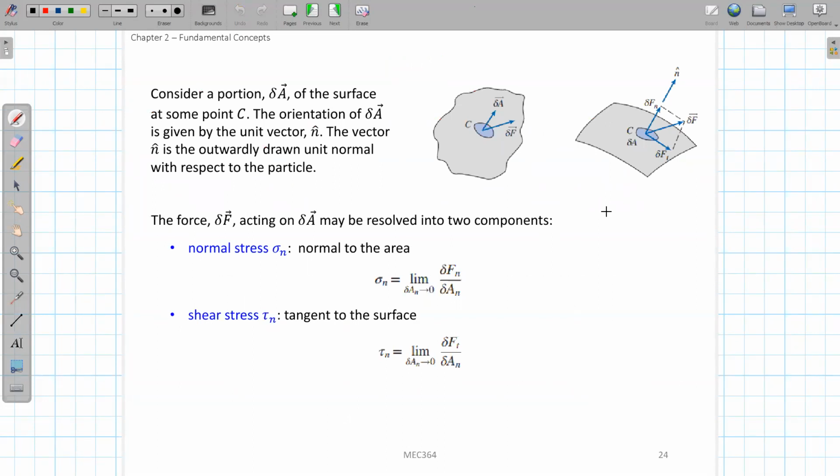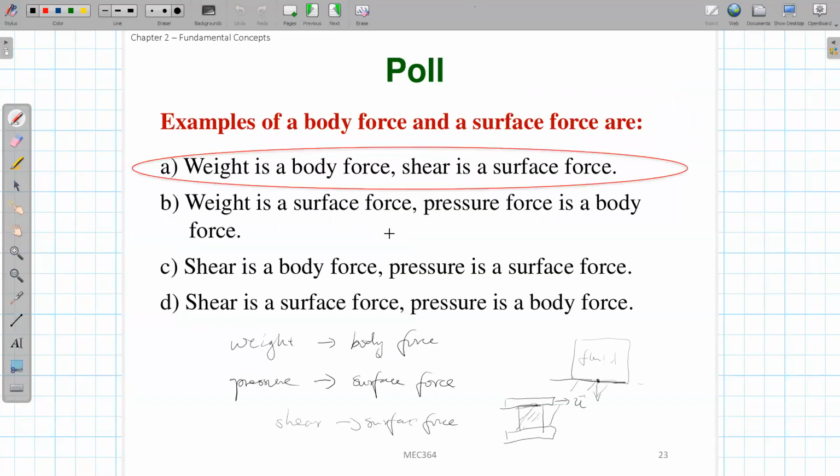Professor, I just have a small question. In regards to the weight, wouldn't that be a surface force, because it's a force acting on the object? I understand gravity is not acting on anything specifically, it's like a mass would feel the weight of gravity. And if I have a mass on a table, that would be a surface force. So why is weight considered a body force?